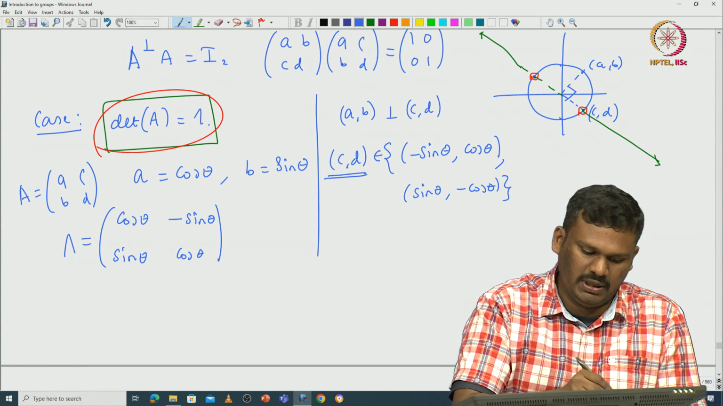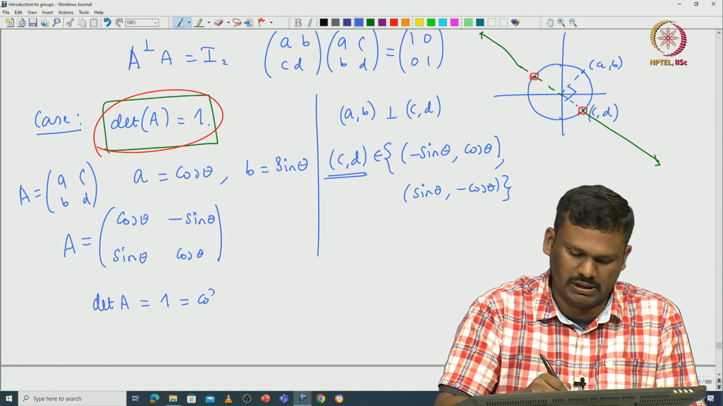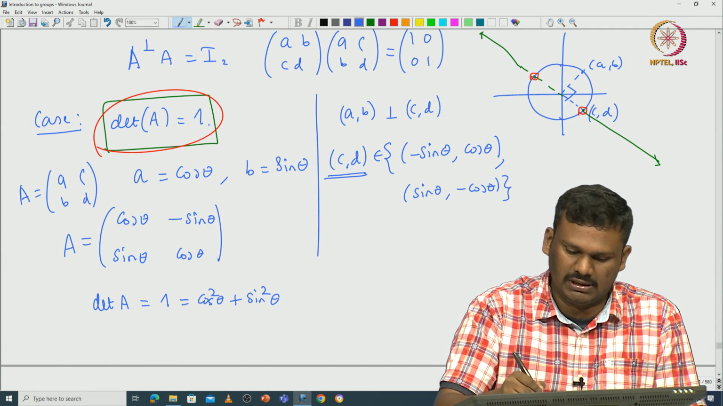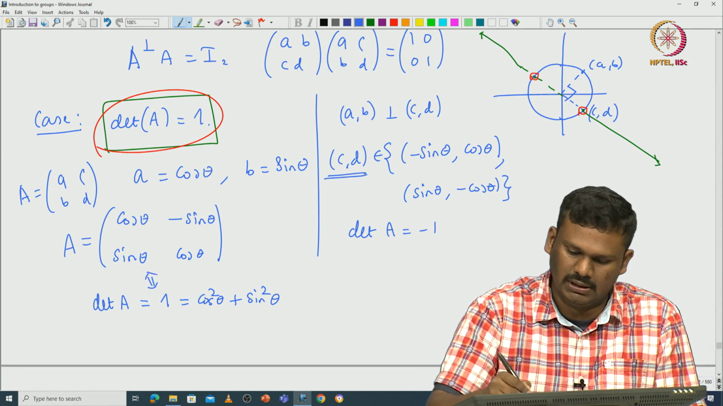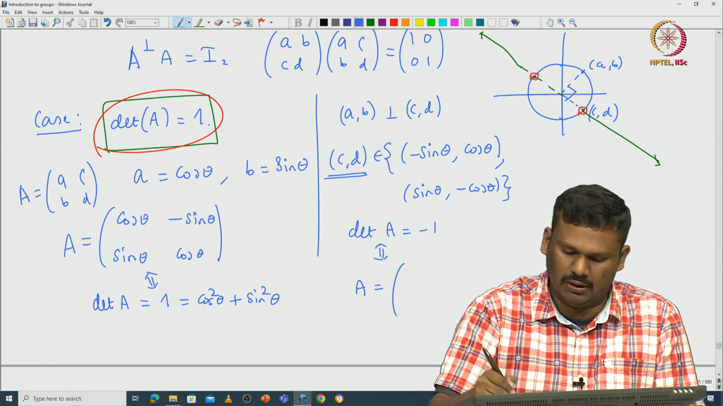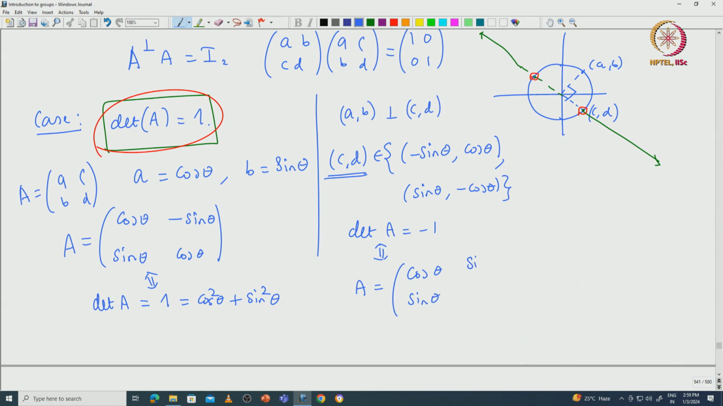But if you take A to be this, then it is clear that the determinant of A is 1, which is cosine square theta plus sin square theta. But if you take, for example, determinant being minus 1, this is if and only if A will be the other one, cos theta sin theta, and then here you will have sin theta minus cos theta. So, then the determinant is minus cosine square theta plus sin square theta, which is minus 1.